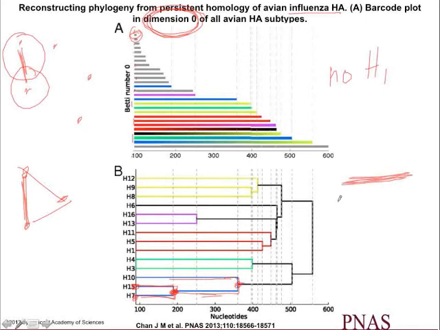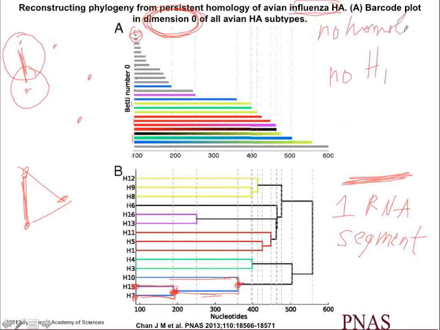We looked at only one RNA segment. For influenza virus, there's no homologous recombination, so the only exchange you get is from reassortment. You don't get homologous recombination here, and you see that by taking a look at one segment. There's no intermixing between these things.